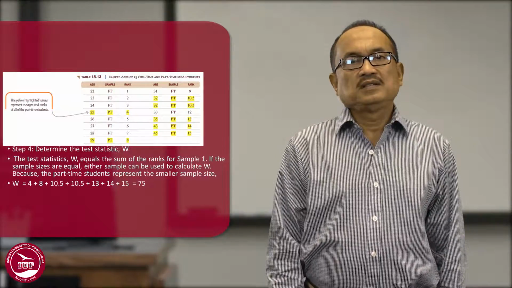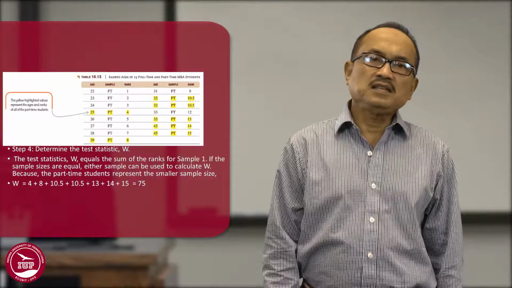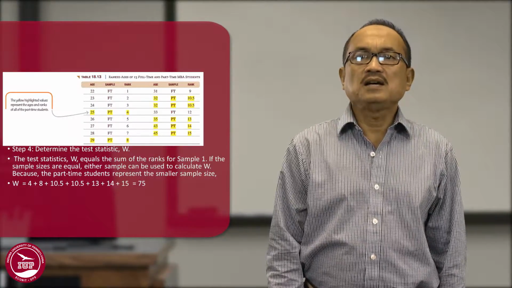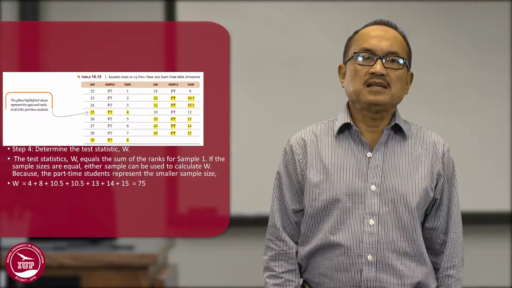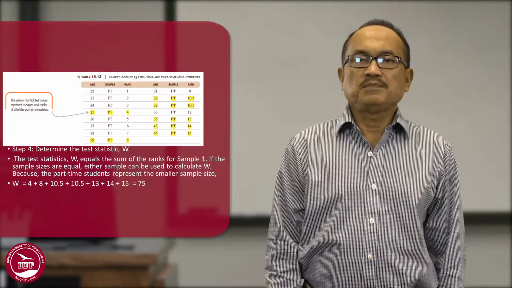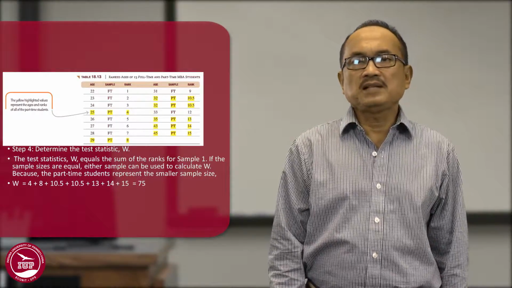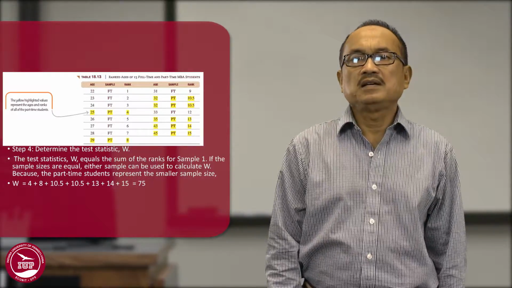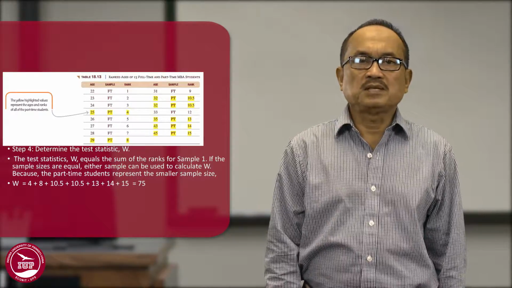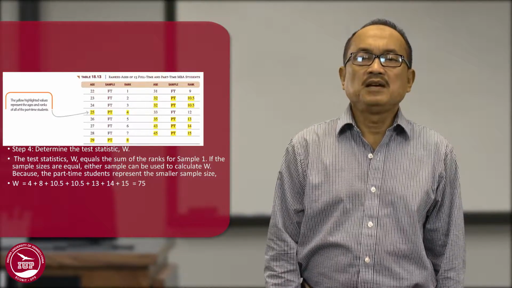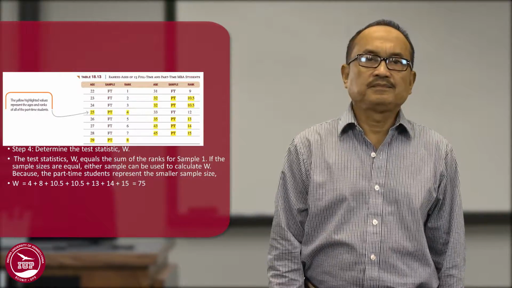Step 4. Determine the test statistic W. The test statistic W equals the sum of the ranks for sample 1. If the sample sizes are equal, either sample can be used to calculate W. Because the part-time students represent the smaller sample size, W is equal to 4 plus 8 plus 10.5 plus 10.5 plus 13 plus 14 plus 15, which equals 75. Step 5.